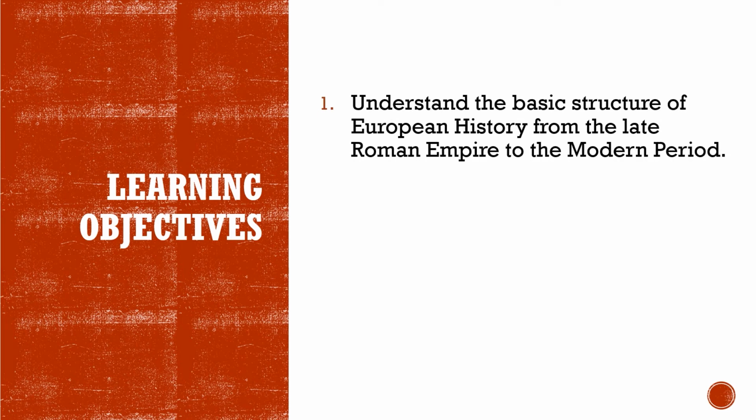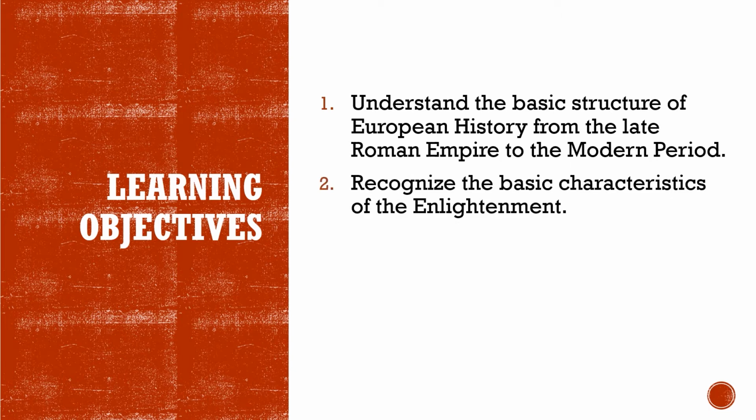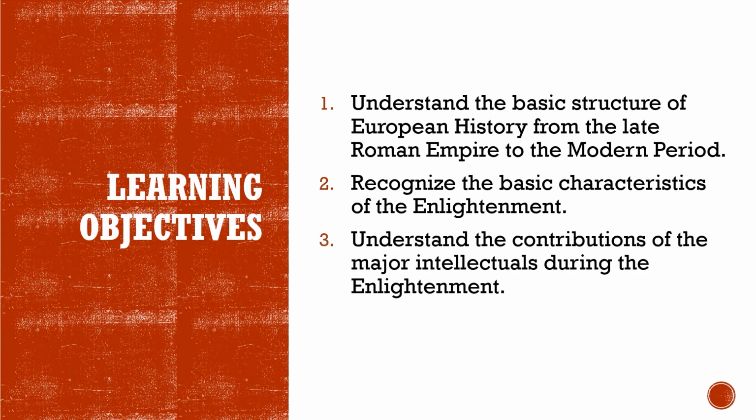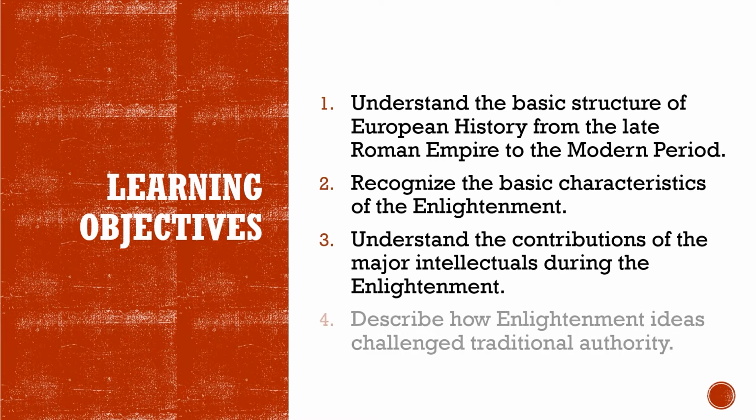The learning objectives for this lecture are: number 1, understand the basic structure of European history from the late Roman Empire to the modern period. Number 2, recognize the basic characteristics of the Enlightenment. Number 3, understand the contributions of the major intellectuals during the Enlightenment. And finally, number 4, describe how Enlightenment ideas challenge traditional authority.